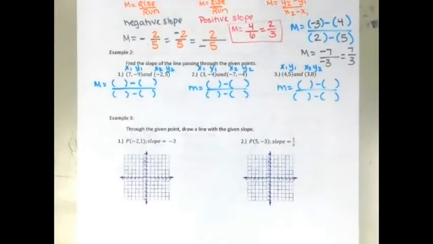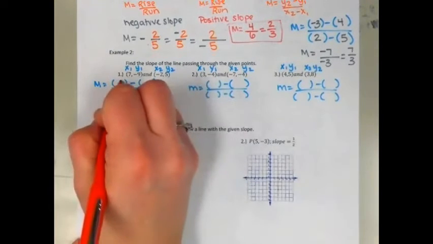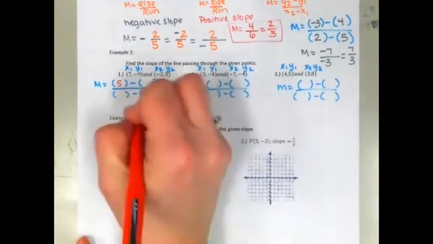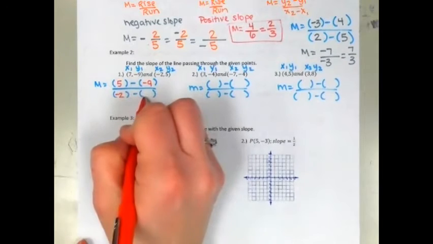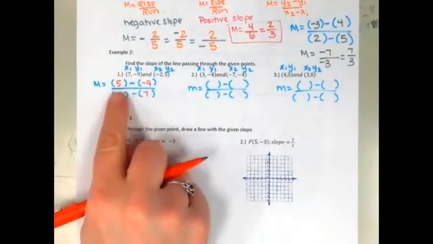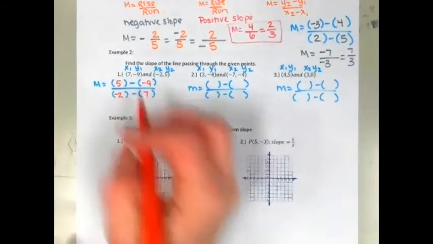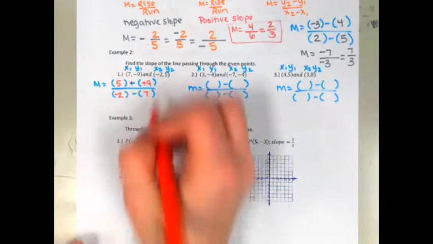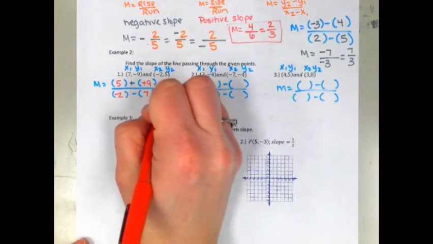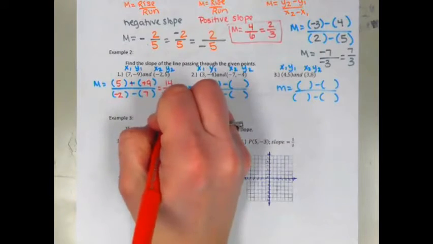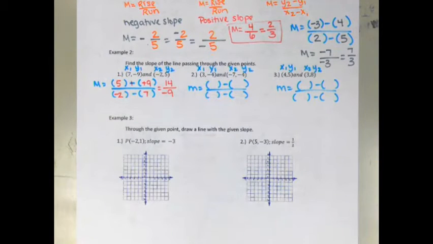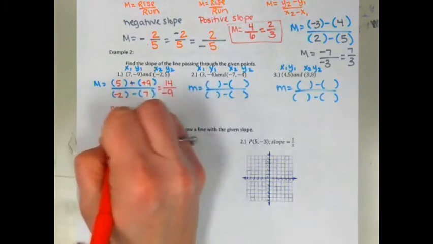Let's look at the first one. What's my y2? 5 minus, what's my y1? -9 over x2, -2 minus x1. 5 minus a negative, 2 negatives make a positive. So what's 5 plus 9? 14 over. What's -2 minus 7? -9. Can I simplify 14 over -9? No. So my slope for this one is 14 over -9.